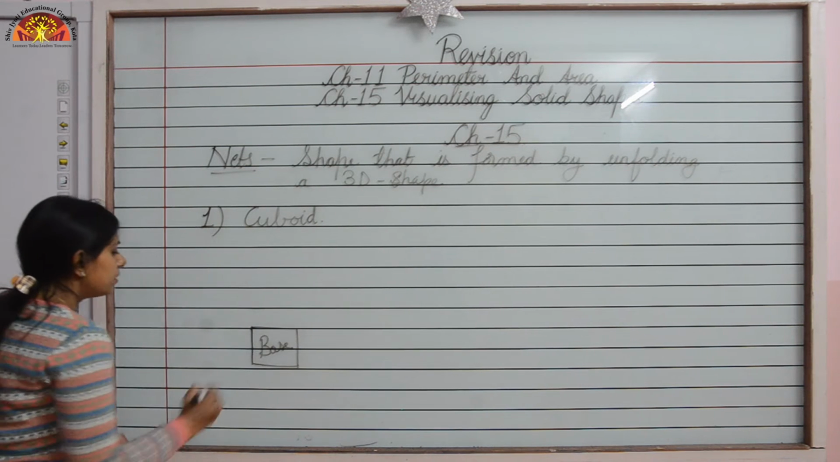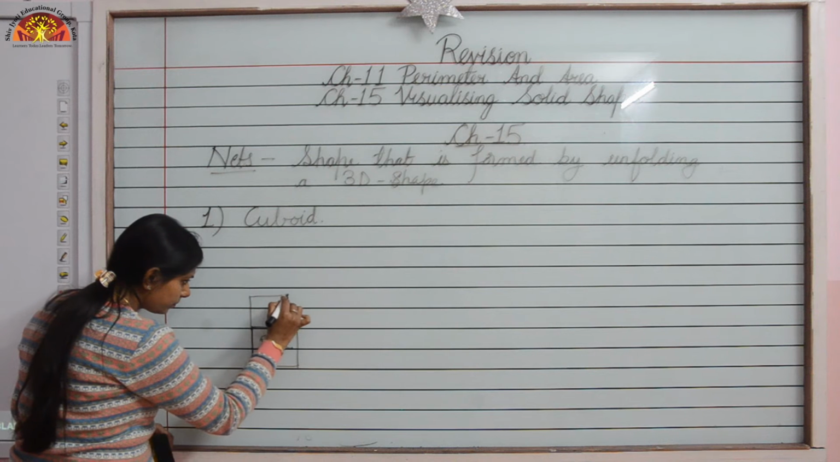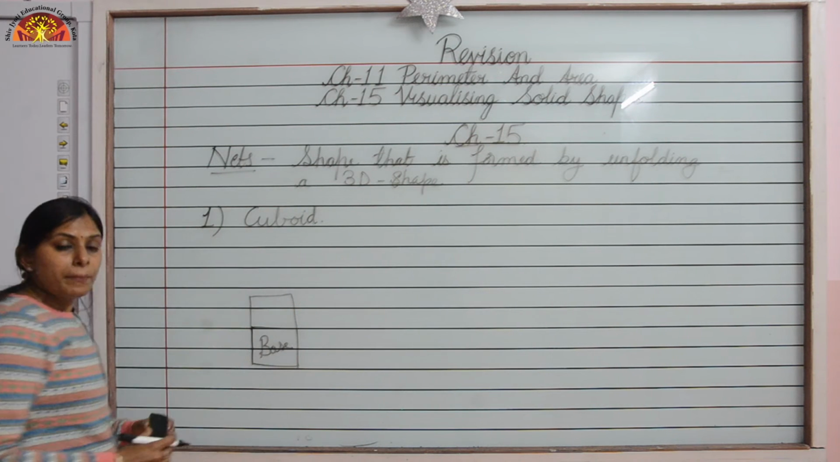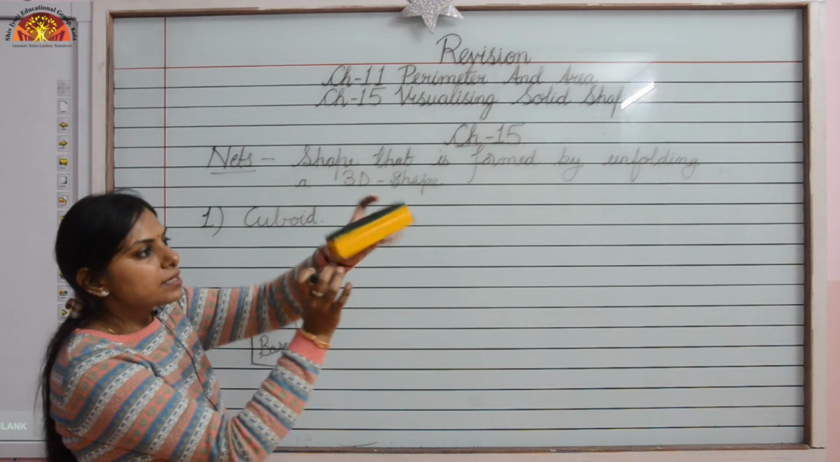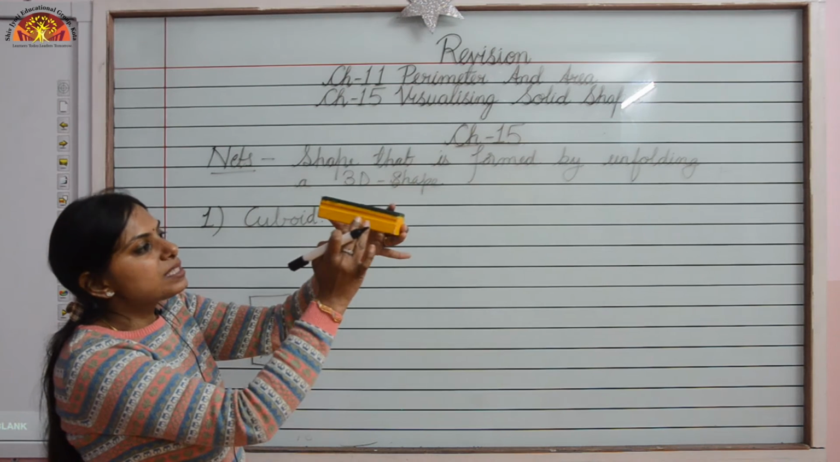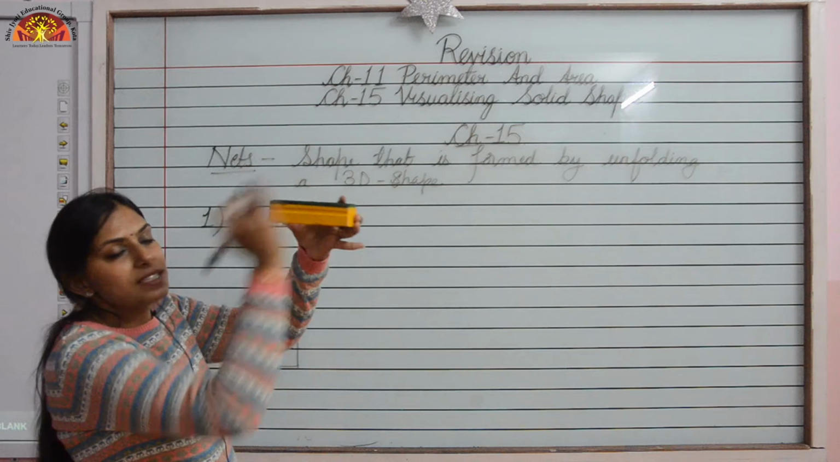Okay, now this is the back part. You can see this is a duster, this is a base, this one is the back part, this is the front part, this is the left, this is the right and this is the top.